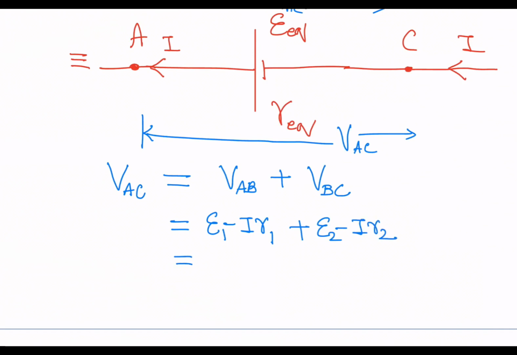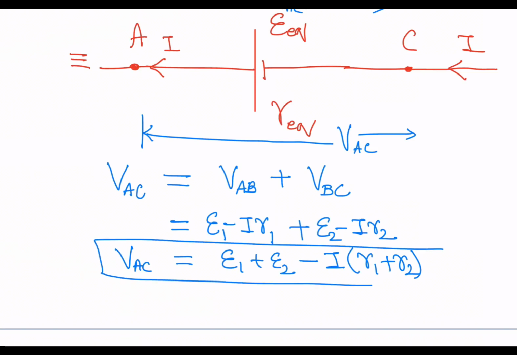You can slightly rearrange this equation, so as epsilon 1 plus epsilon 2, taking the minus common factor, minus I common factor, we can write I into R1 plus R2. Let this be equation 1.